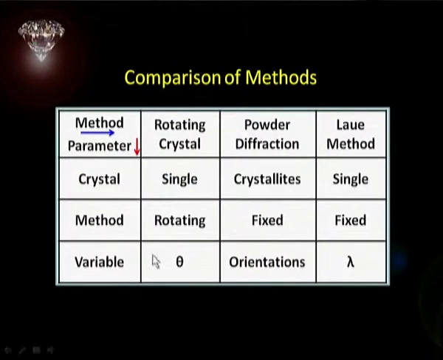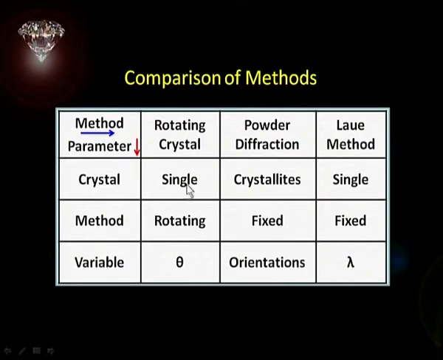Now, let us compare the 3 methods: the rotating crystal method, the powder diffraction method and the Laue method. In terms of crystal, in rotating crystal I am using a single crystal. In powder diffraction I am using a large number of crystallites, because I am making a small powder of the crystal, and in the Laue method I use again a single crystal. In terms of orientation, in the first case I am rotating the crystal, whereas here I keep it fixed, because my powder is just in the path of the X-rays, and the same is true over here also.